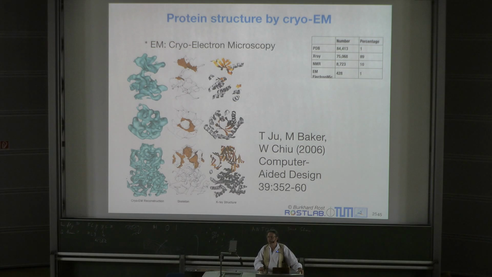Yes? What does the percentage mean? This means the percentage of the entire database, oh, this is of course completely wrong, 100. So this is 1% of the entire database at the time. So 1% of all the structures that we know are EM, electron microscopy. 10% are NMR, 89% are from X-ray crystallography. Sorry, there's a mistake here.